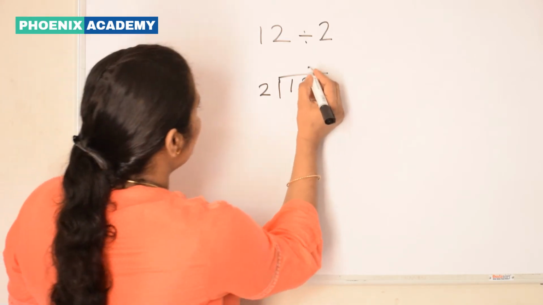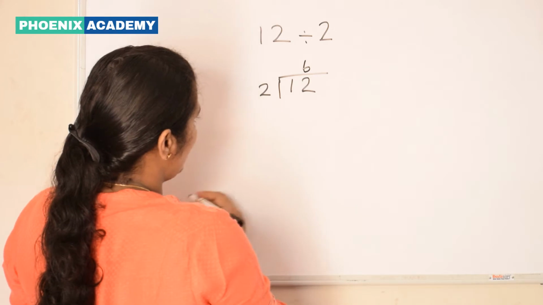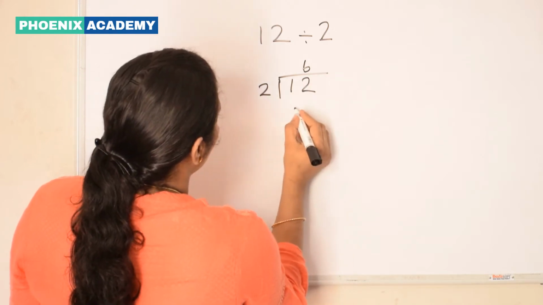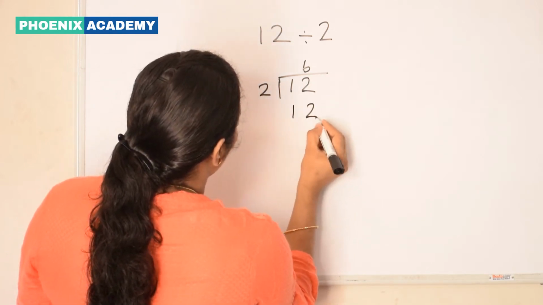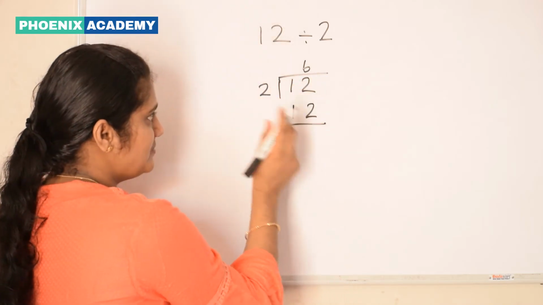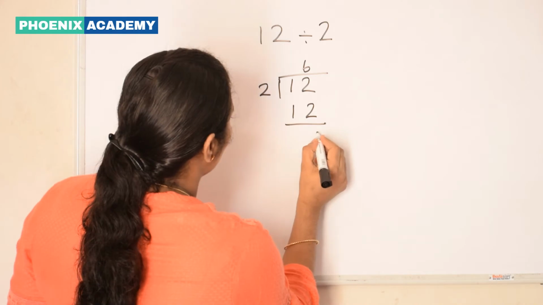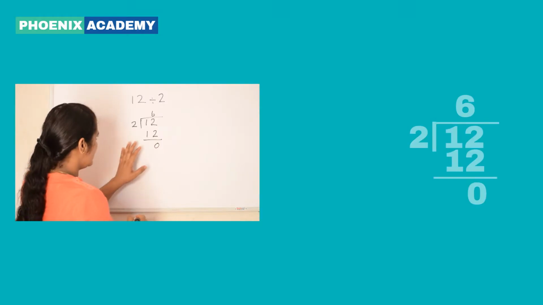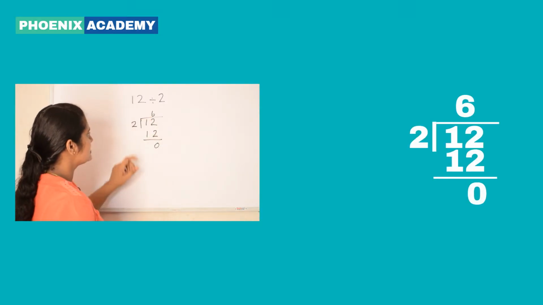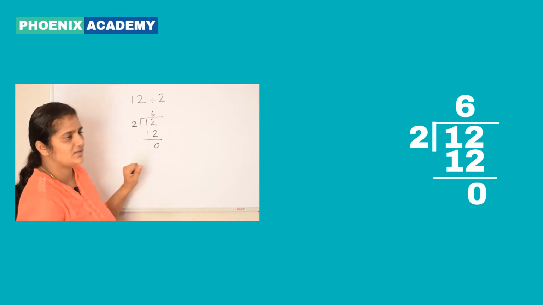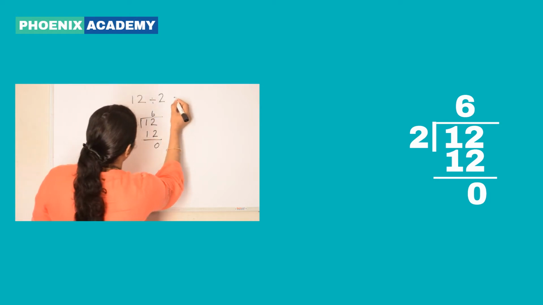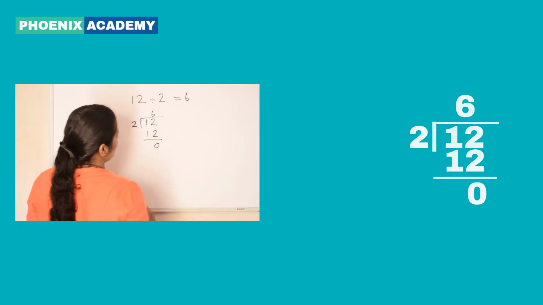So we write 6 at quotient's place and write 12 below the dividend and subtract. Here 12 minus 12 is 0. So here the quotient is 6 and the remainder is 0. So 12 divided by 2 is 6.